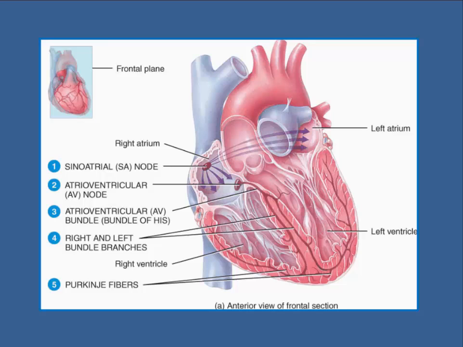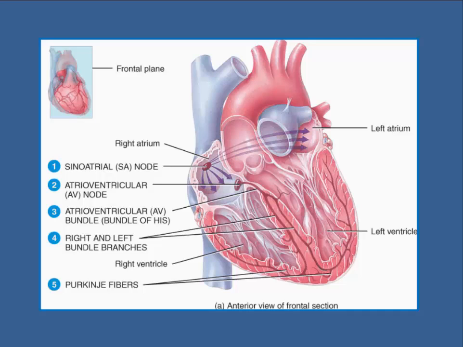Now the electrical impulse from the AV node then travels to the bundle of His, and this is identified in our diagram by number 3. The bundle of His then branches into both right and left bundles, and these are identified by number 4 in our diagram. Each of these bundles will also contain Purkinje fibers, which are shown at number 5. The Purkinje fibers will carry the electrical impulses to the ventricular myocardium. And remember, myocardium is the correct term for heart muscle.